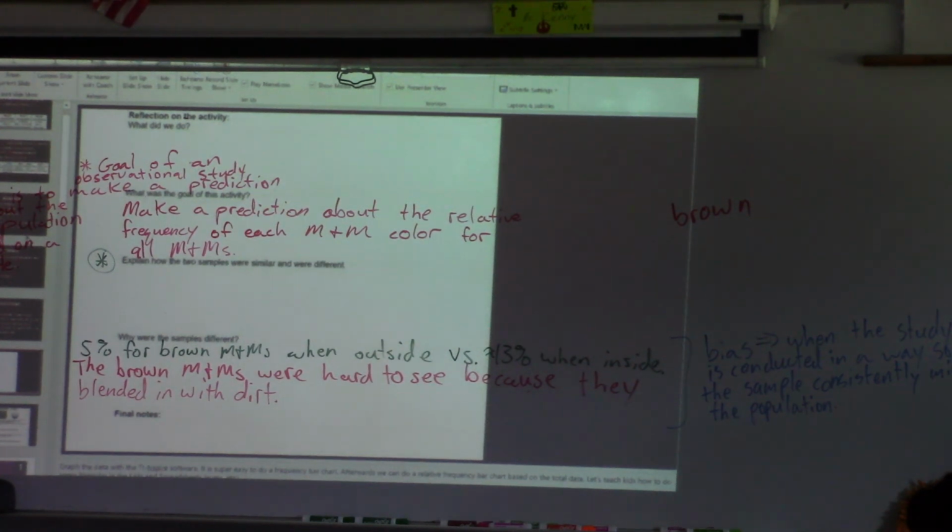So there are a few different types of bias, and so you might need to bleed into the final notes with this. This type of bias specifically is a measurement bias.